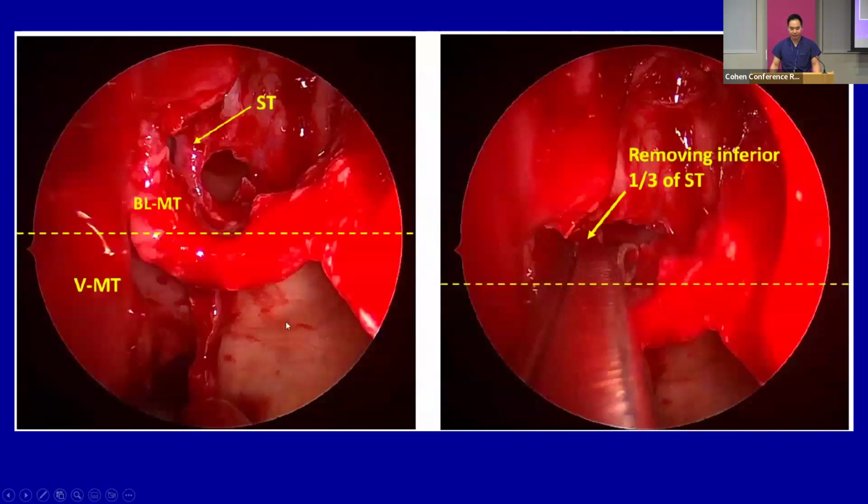This is a view after we took down the maxillary, or created the maxillary antrostomy. This is the superior turbinate. This is part of the middle turbinate that's left over after the anterior ethmoidectomy. This is the basal lamella, which separates the anterior and posterior ethmoid. Some people will eventually take this down, but once you get to the sphenoid sinus, you want to take the superior turbinate, just the inferior third off, to get to the sphenoid.